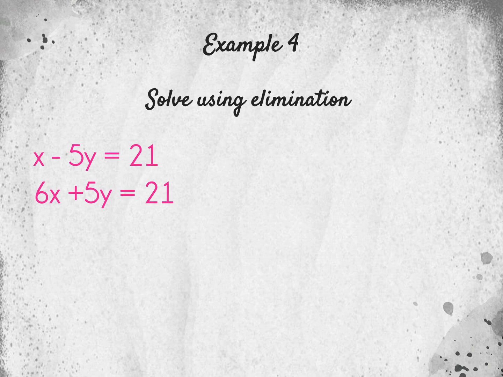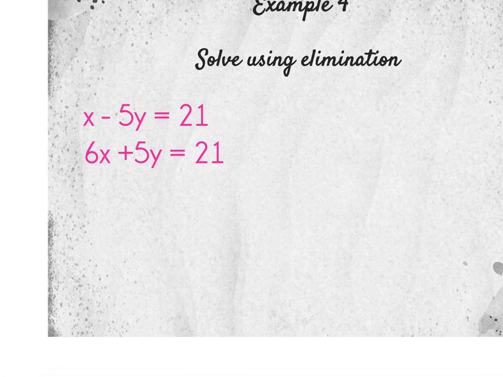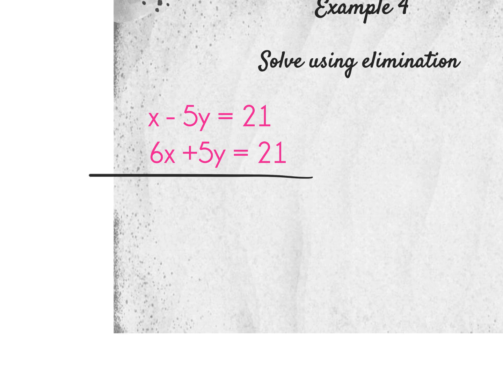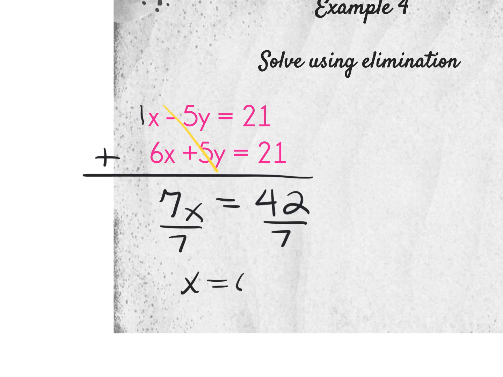All right, so for this one, notice everything's lined up. They're both in standard form, but notice my y's are already set up to cancel. So I don't need to multiply anything here. All I'm going to do is add the 2 equations together. 1x plus 6x is 7x. My y's are going to cancel. And then I'm going to add 21 plus 21, and I get 42. Divide by 7, and x is equal to 6.